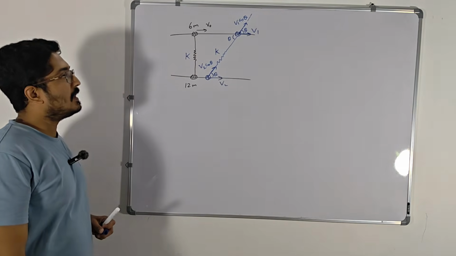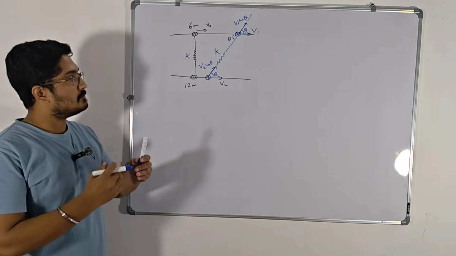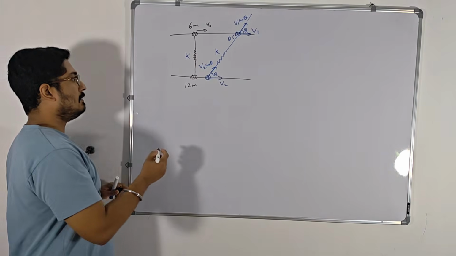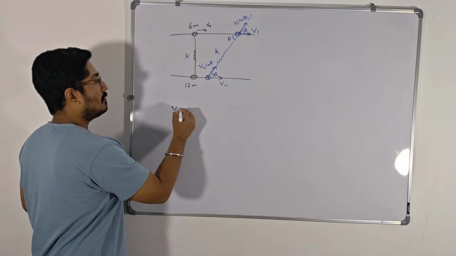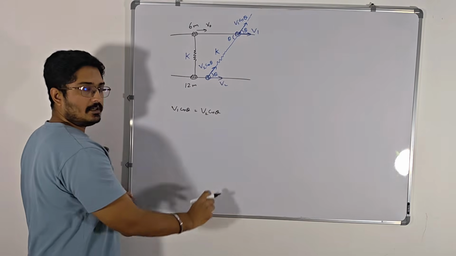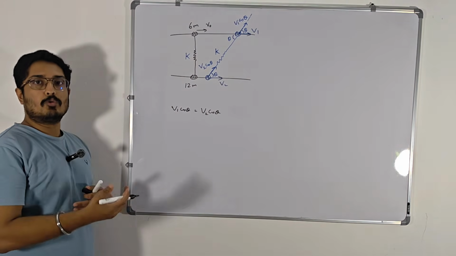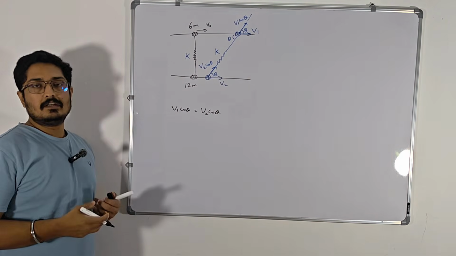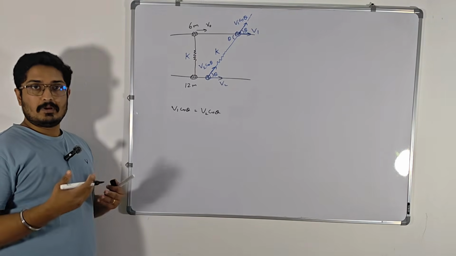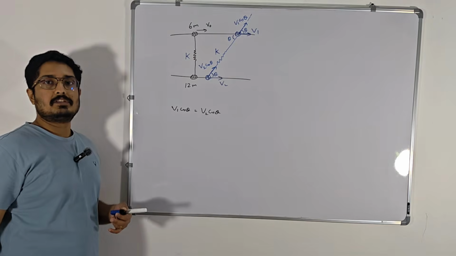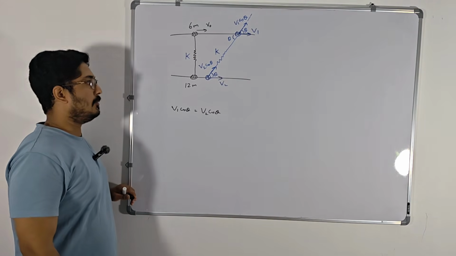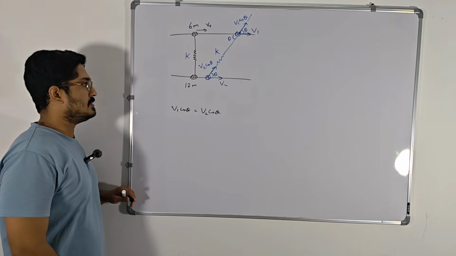My point is, until when will the spring keep extending? The spring will keep extending until v1 cos theta becomes equal to v2 cos theta. Basically, the velocity of approach or the velocity of recession should become zero. That is the relative velocity along that line. When it becomes zero, that's when the spring will achieve its maximum length, or it will achieve a constant length at the end. That's the point. And that will be the maximum extension.